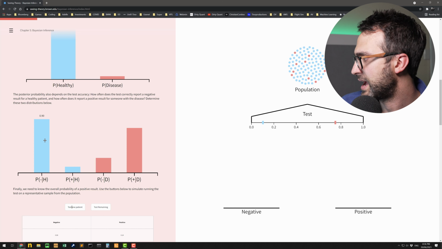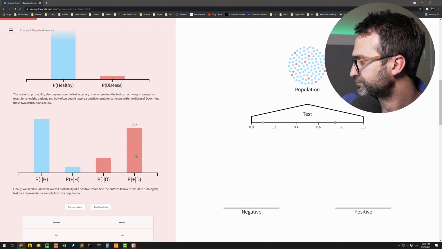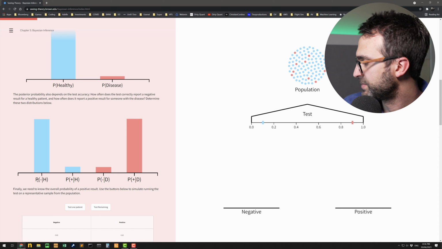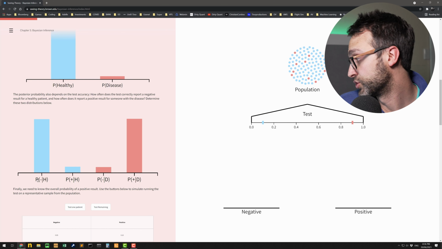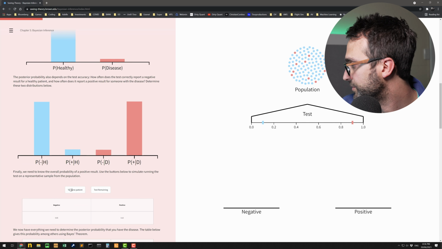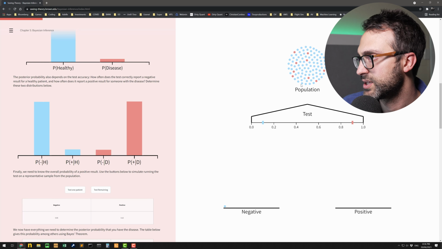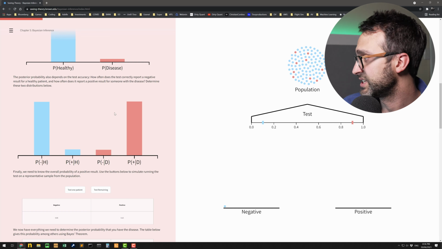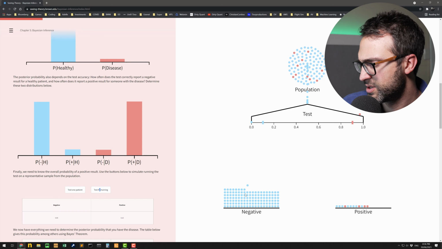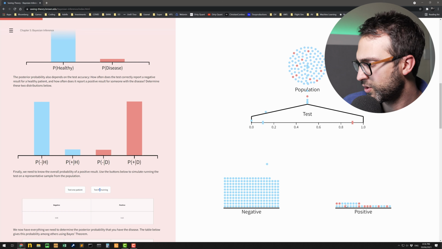And then obviously we can play around with our test results. We want our test to be very accurate, and we care about these two. That's what makes a good test, these two numbers being high, right? So if we test the patient, he was blue, he doesn't have the disease, ideally in 90% of the cases he should come out with the correct result. But test the whole population. These are my negatives, these are my positives.